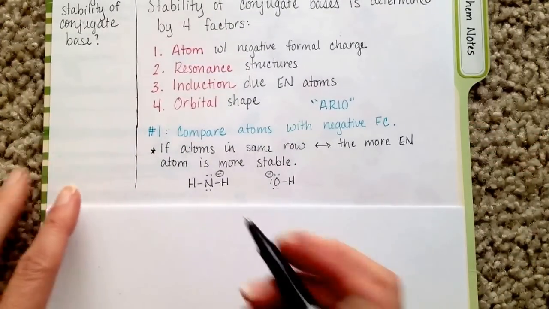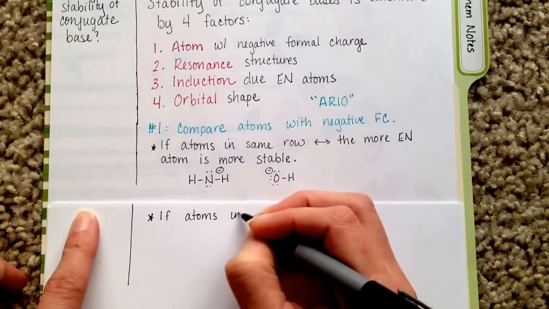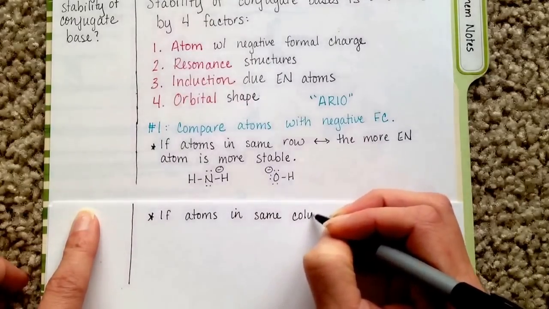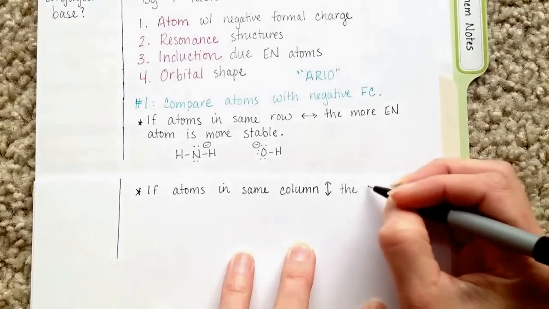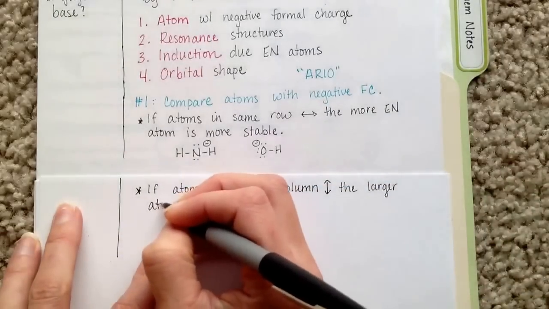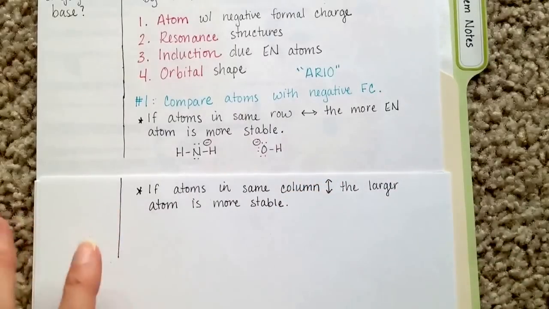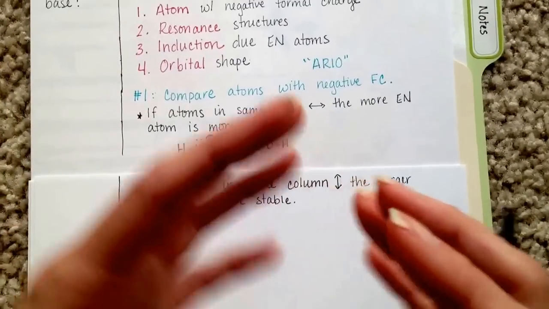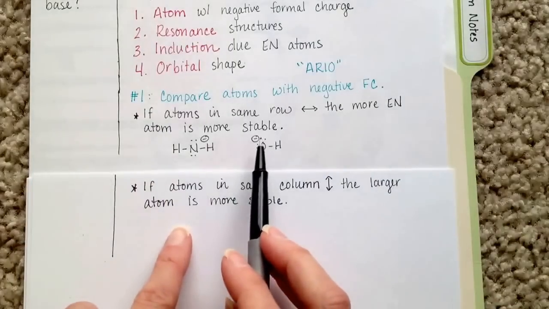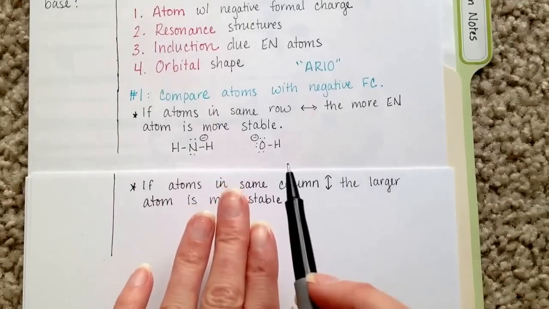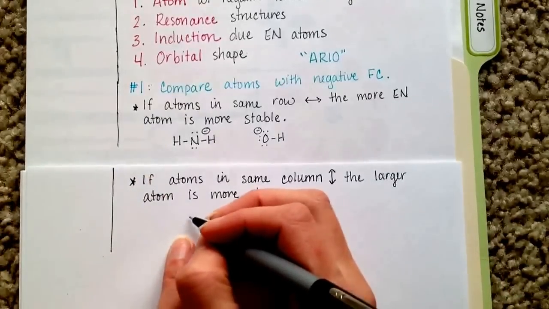You can also compare atoms if they're in the same column on the periodic table. And in that particular case, the larger atom is the one that's most stable. This is because the larger the atom is, the more surface area the atom has, and the more it can spread out or delocalize the negative charge over the whole entire atom. So this is actually kind of reverse of what we see up here, because the larger atom is going to be lower on the periodic table and therefore less electronegative. But because of the size and the ability to distribute that charge over a larger area of space, that's what gives rise to stability.